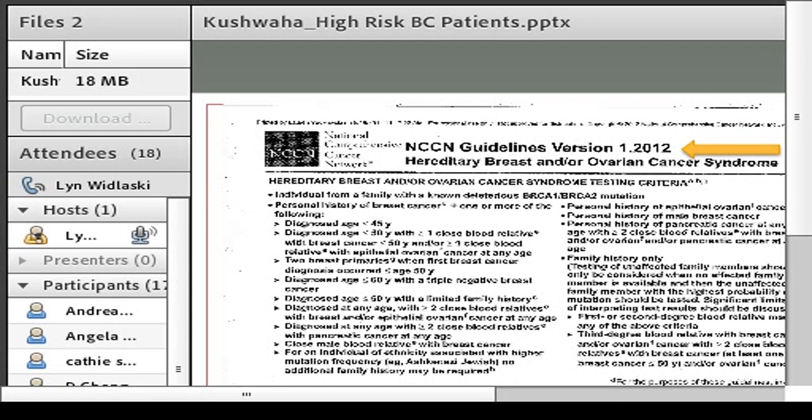Also, a more straightforward one: anyone with a history of ovarian cancer is recommended to be tested. Anyone with male breast cancer is recommended to be tested. And anyone with pancreatic cancer with two or more relatives that have breast, ovarian, or pancreatic cancer should be tested.